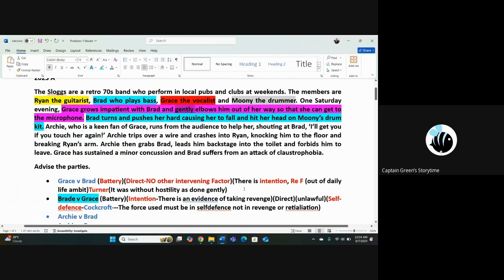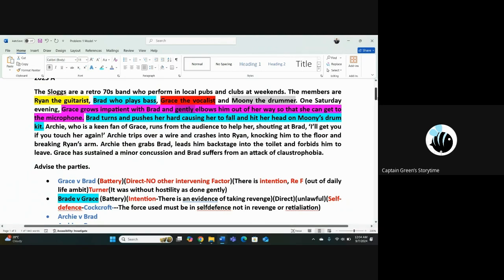Okay, this tells us, we first studied that it's battery, then we studied that it is direct, then we studied two-way arguments for intention. First, we stated that it is out of daily life ambit, and then we stated that it does not have hostility, thus there is no intention.